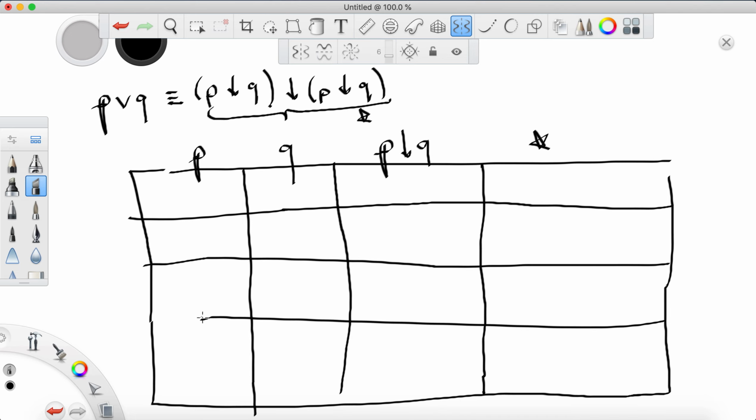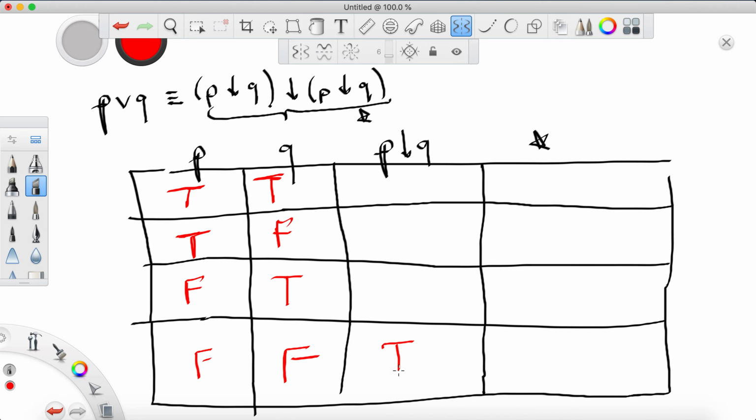And here we go. As usual, we're going to do it like this. So this is true, false, true, and false. I said that neither P nor Q is true just in case both inputs are false. So that's that right there. Otherwise, it's false.